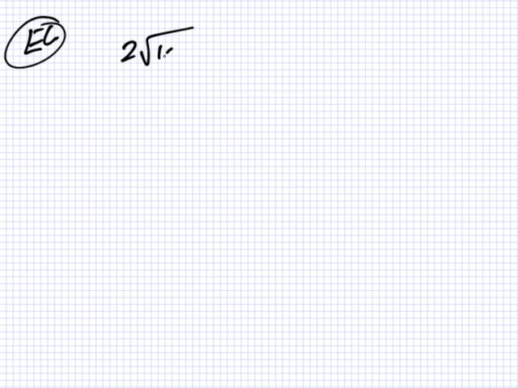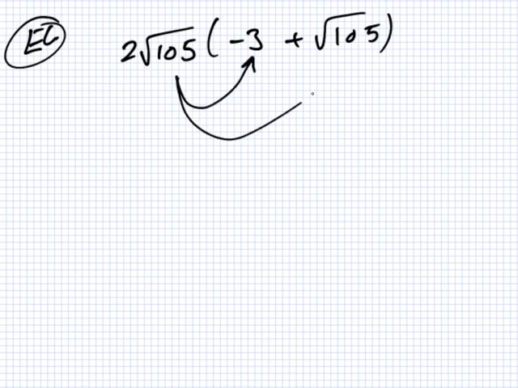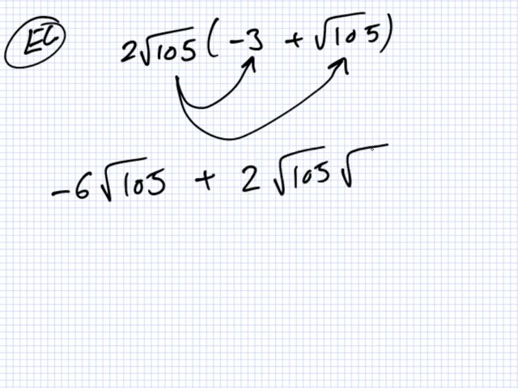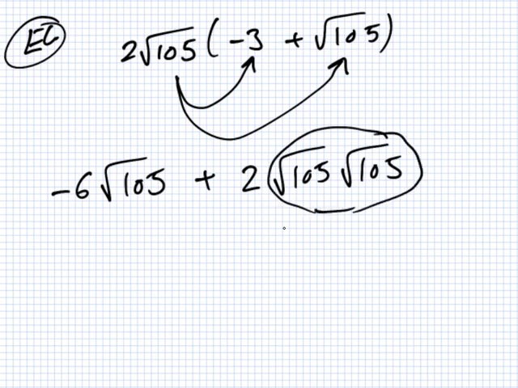2 root 105 minus 3 plus root 105. Nothing too interesting here. This is like what we saw in the last lesson, except there's only one term here. This multiplies this one, and this multiplies this one. So 2 times 3 is 6, so it will be minus 6 root 105. And then here, the second one will be plus 2, and root 105 times root 105. So what do these two make? Just 105 then, yeah.